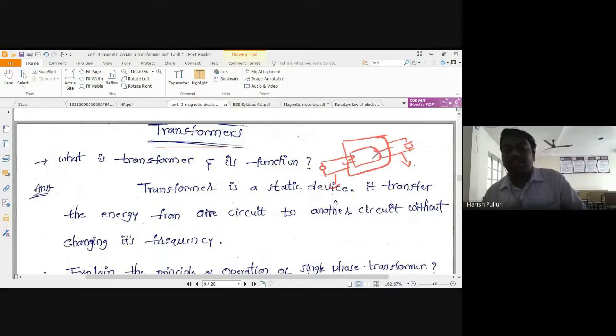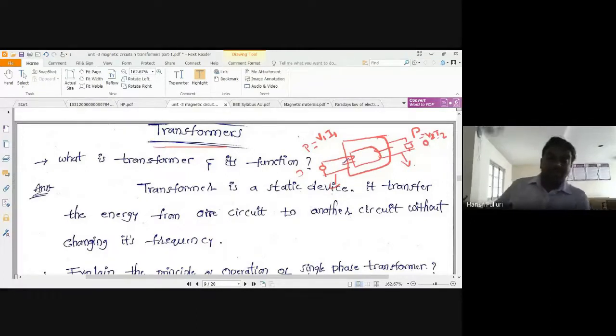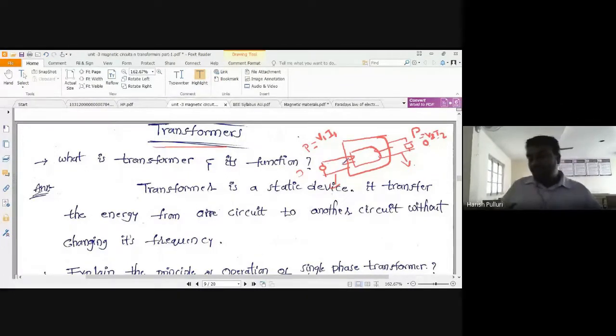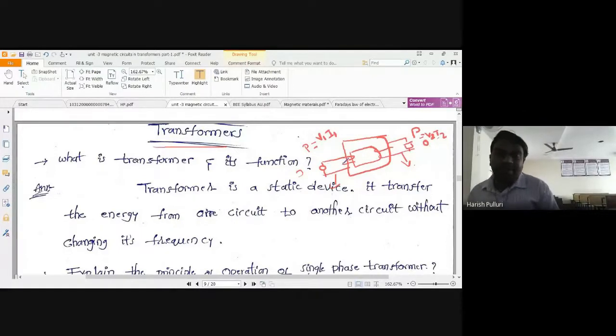So what is the function of a transformer? A transformer is a device. Here I am giving an input power P, and I am getting the same output power P. But what is the difference? Suppose I give V1 and I1 here, but I get V2 and I2 here. A transformer transfers the power from one point to another point. That is the main function of a transformer.